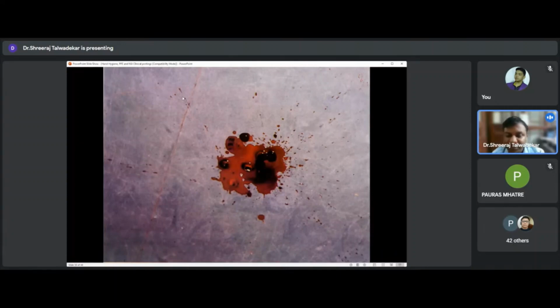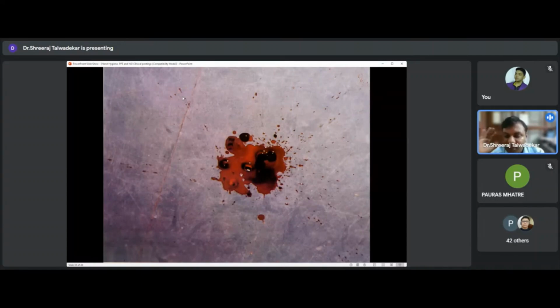When you see a spill, the first thing you have to do is raise an alarm. Do not panic, and raise an alarm. Tell whoever is around you that there is a spill here, so that they do not get exposed. Then you can assign a person for cleaning it. The labor staff can do it, or you can do it yourself.